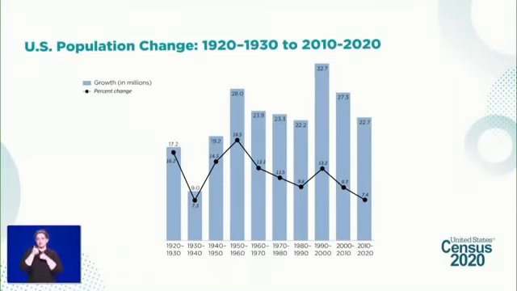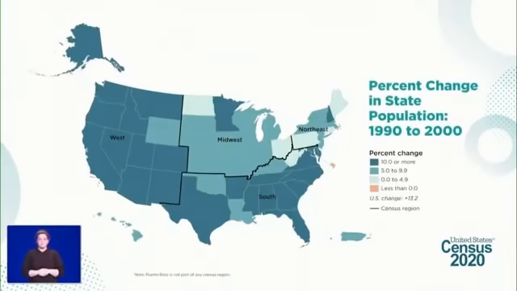This past decade's 7.4% increase was lower than the previous decade's 9.7% increase and was, in fact, the second lowest percent increase ever. Only the 1930s had slower growth. This slowdown in growth is evident if you look at population change at the state level for the past 3 decades.